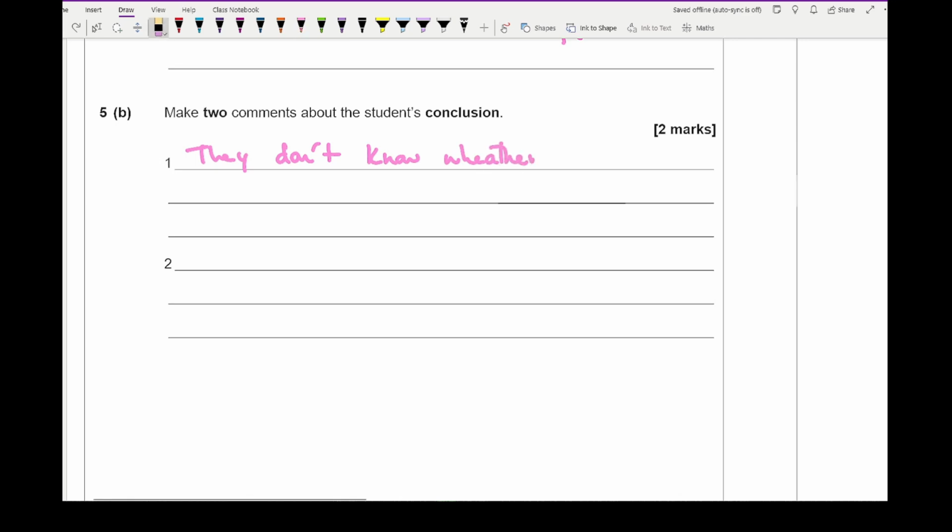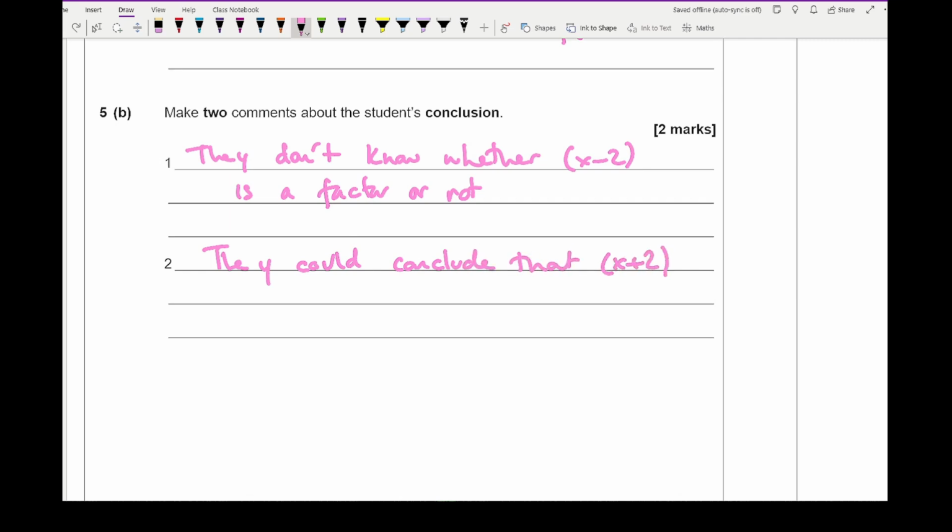I don't know why I've put an A in there, let me just correct that. So they don't know whether x minus 2 is a factor or not. And they could conclude that x plus 2 is a factor. Something along those lines for the 2 statements would be good enough to get you the 2 marks.